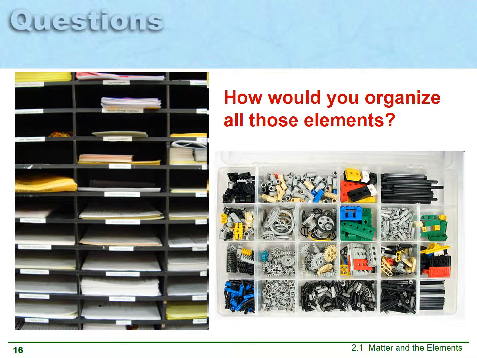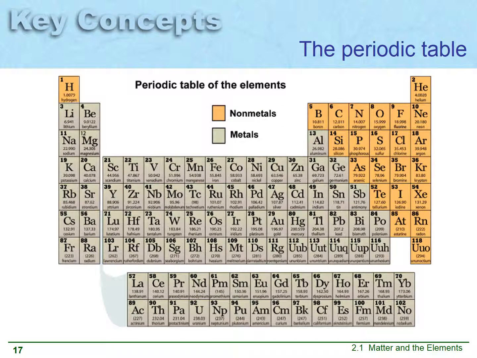How could we organize different elements? Well, we sort them by grouping like elements together, and those that behave similarly to each other should be grouped together. The periodic table gives us an organized view of all elements that exist.